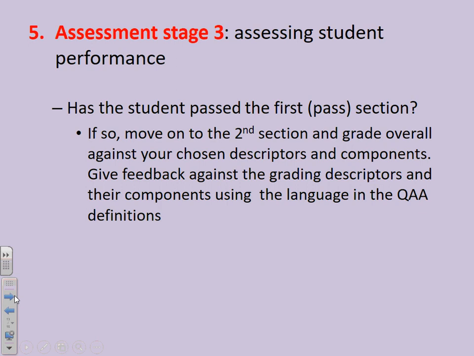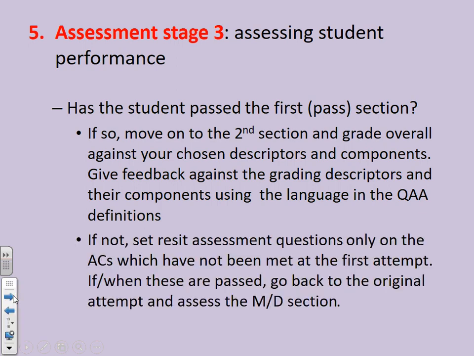Give feedback against the grading descriptors and their components using the language in the QAA definitions. If they haven't passed all the ACs, then leave the second section unmarked. After checking to see if it contains any evidence for ACs not passed in the first section, set resit questions only on those ACs which haven't been passed, and when or if these are passed, return to the original merit distinction section and complete the grading and feedback.